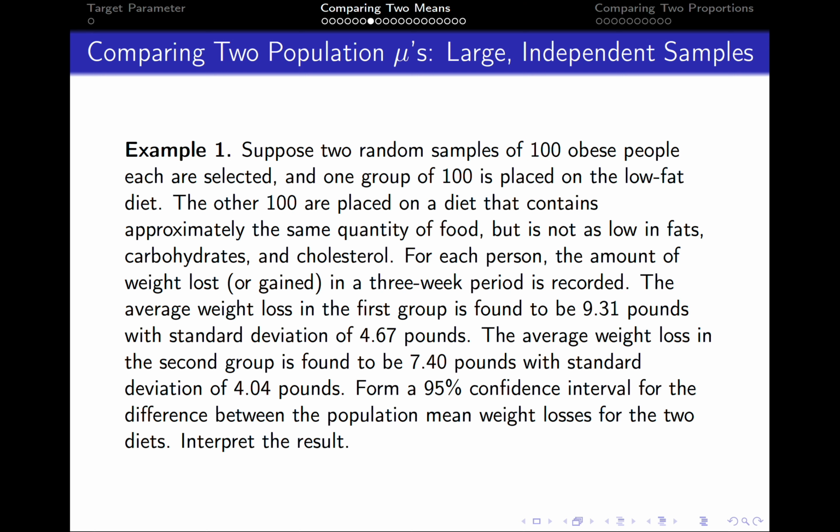The average weight loss in the first group is found to be 9.31 pounds with standard deviation of 4.67 pounds. And the average weight loss in the second group is found to be 7.4 pounds with standard deviation of 4.04 pounds. Form a 95% confidence interval for the difference between the population mean weight losses for the two diets. Interpret the results.